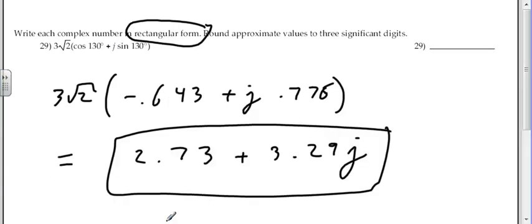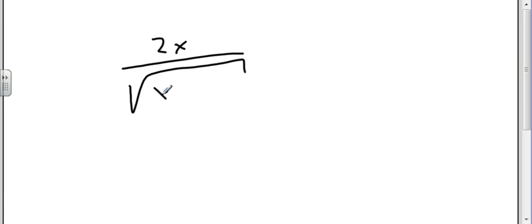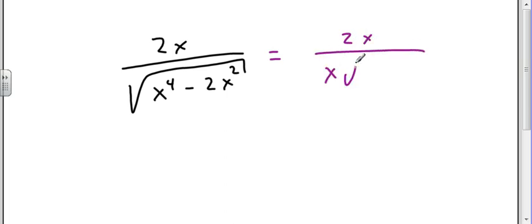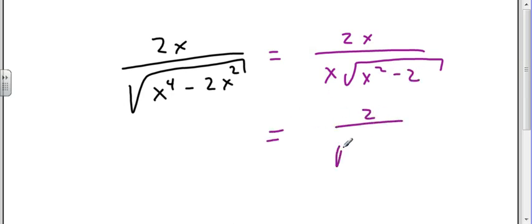Okay, well, before we get to the next problem, we'll just throw one in here. 2x divided by the square root of x to the 4th minus 2x squared. All right. So we'll make this x. No, we'll keep it that way. Can this be simplified? That's the issue. So can I go and say that this is 2x divided by x times the square root of x squared minus 2, and then say that this is 2 over the square root of x squared minus 2? Is that okay? Can I do that?